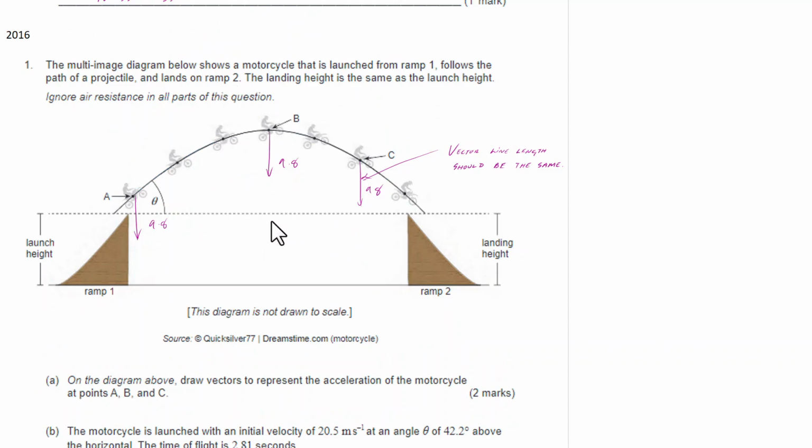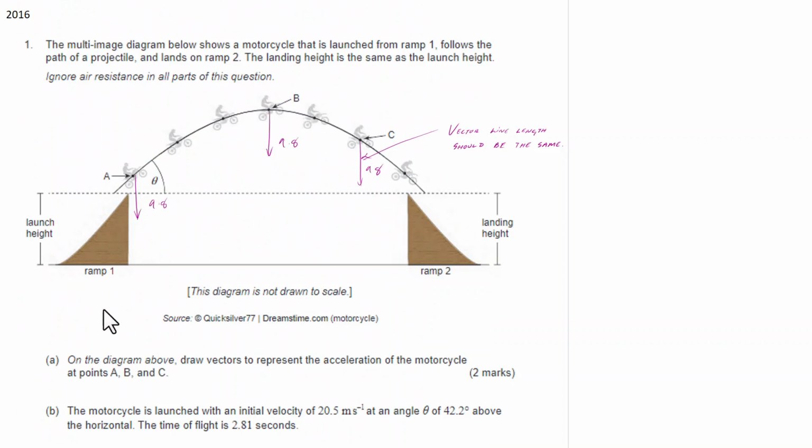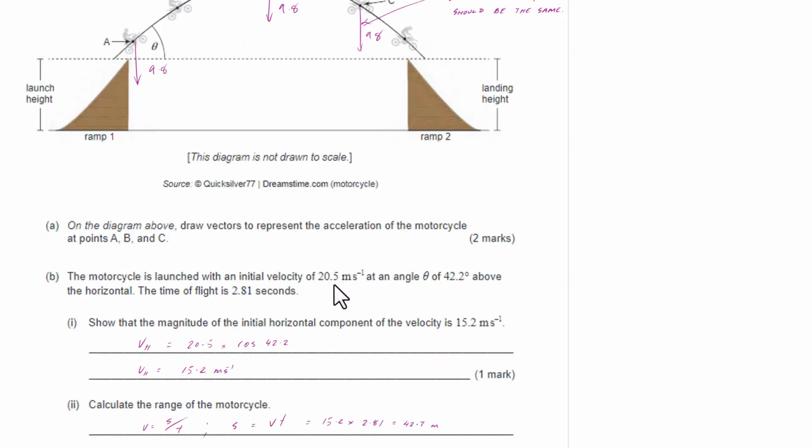Alright, so this question here is the same as the previous one, where the person was actually catching the ball. However, it's in a different scenario. What is the acceleration of the motorcycle at points A, B, and C? Well, it's always 9.8. It's launched with initial velocity of 20.5 meters per second, 42-degree angle above the horizontal. Time of flight is 2.81 seconds. What is the magnitude of the horizontal component? So again, horizontal, you're always going to go for the cos function, substitute values, grab a calculator, hit the answer, of course they match.